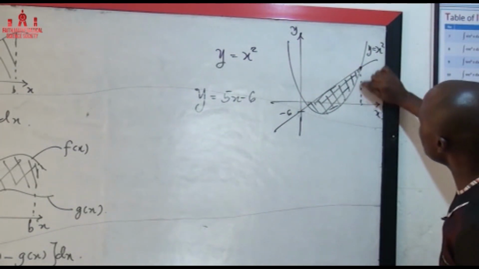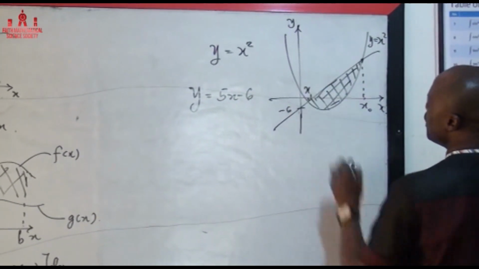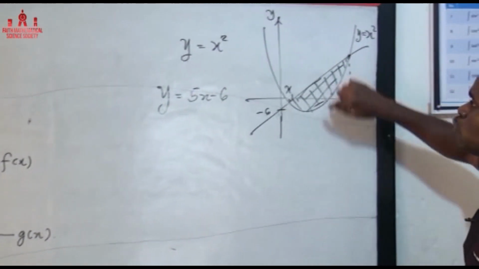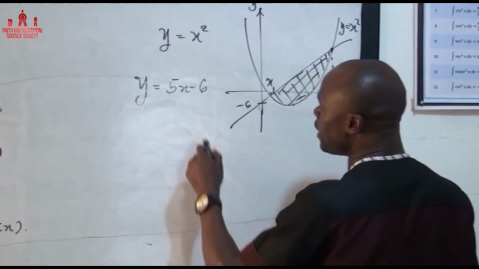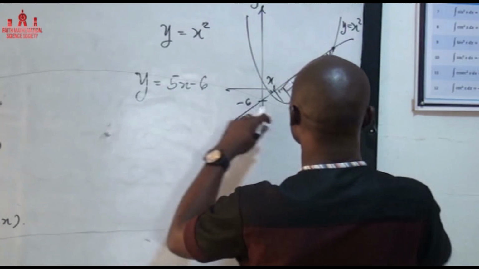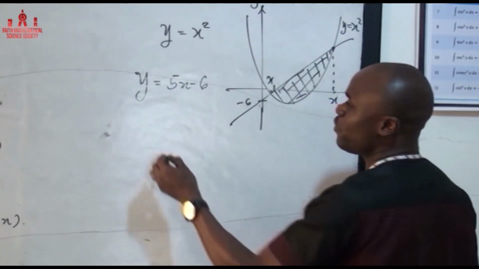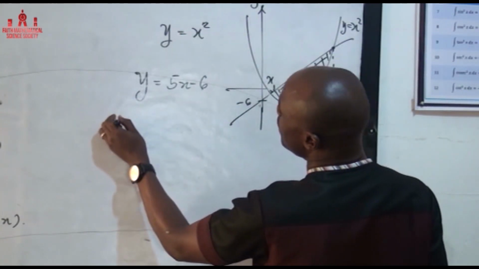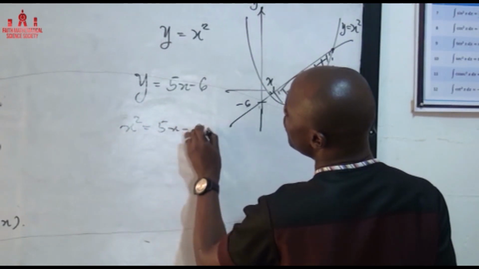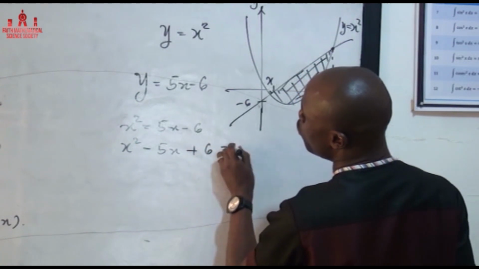All I need to do is to measure this point and know what is here, and also know what is here. Once I know these two points, I can use that to find the area here. And how do I do that? I do that by equating these two to know the points of intersection of this straight line and this curve. How do I find the point of intersection? I equate these two by saying x squared equals 5x minus 6, and this will give me x squared minus 5x plus 6 equals 0.